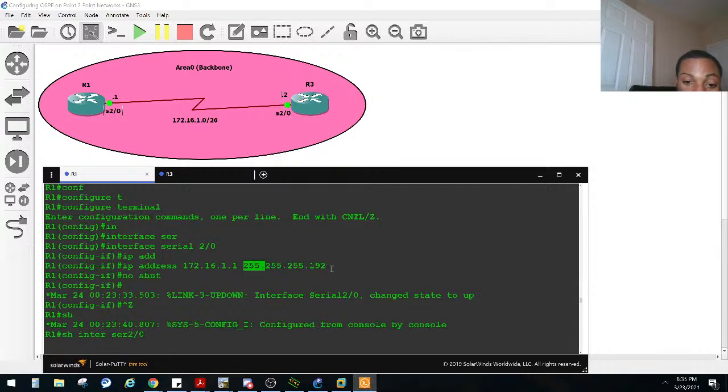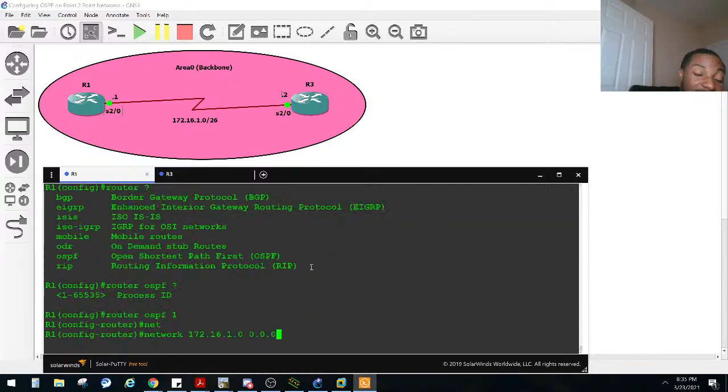Now this part right here, it says 192, but we need the second half of the wildcard mask. That's hard to explain, man. I don't even know how to explain that part right there.